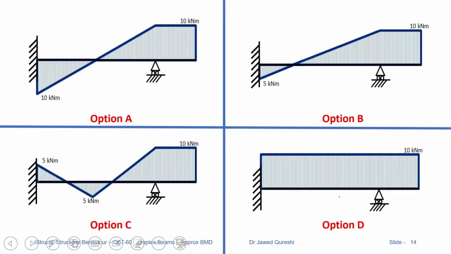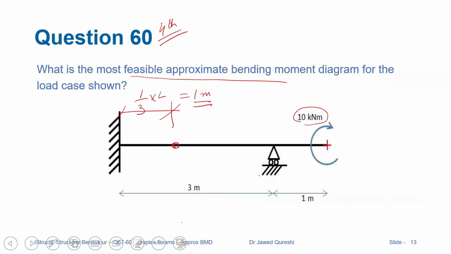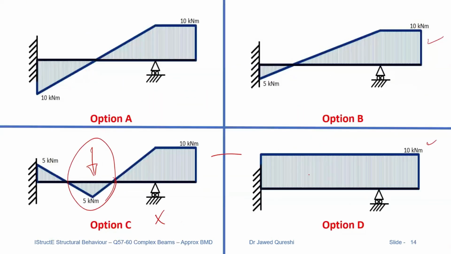We have 10 kilonewton meter, that is a clockwise moment. A clockwise moment on the right side will generate a hogging moment. So all of them have hogging moments. And option C is not possible because it looks like we have a point load over here, which is not the case. We go back here, we don't have any point load here. And option D is not possible as well because it feels that there is no change in moment. However, the reactions can be different. And now I'm a bit stuck between option A and B, and we will see which option is correct.